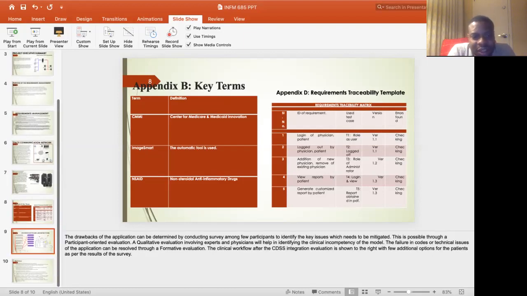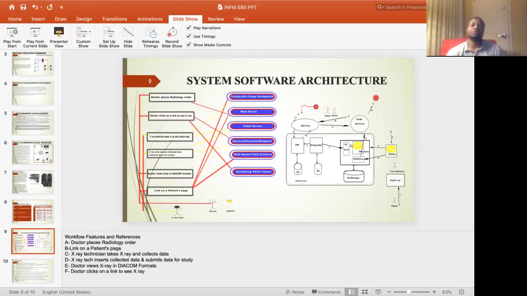The 9th slide talks about system software architecture, and here we'll see right here the doctor places the radiology order. Doctor clicks on the link to see the x-ray. X-ray technician takes x-ray and collects data. X-ray tech inserts collected data, submits the data for study. Doctor views x-ray in diagram format and links on a patient's page. So we'll see the interconnection between these images.